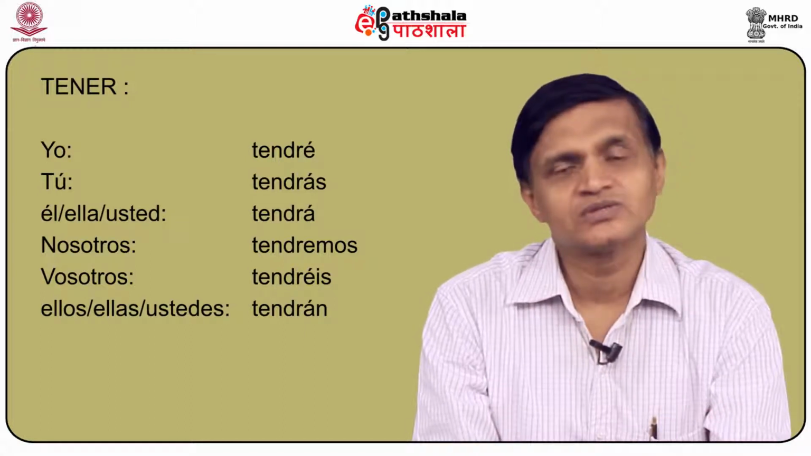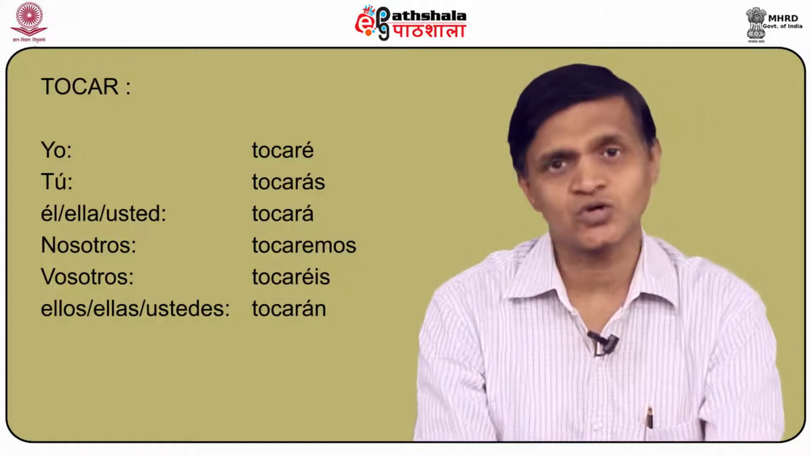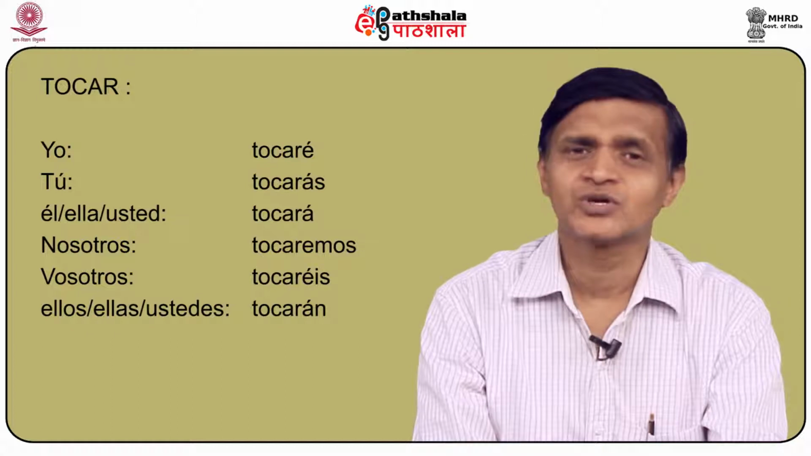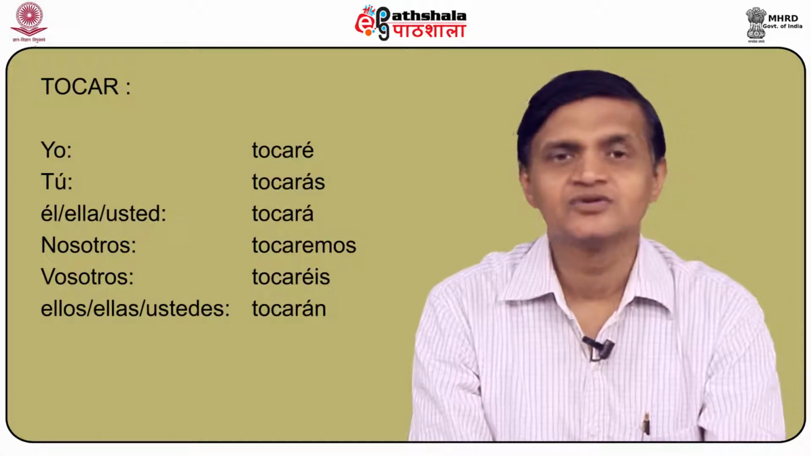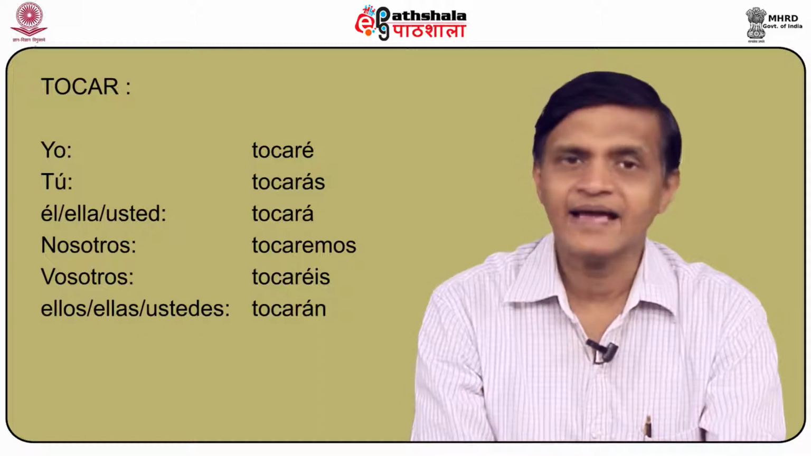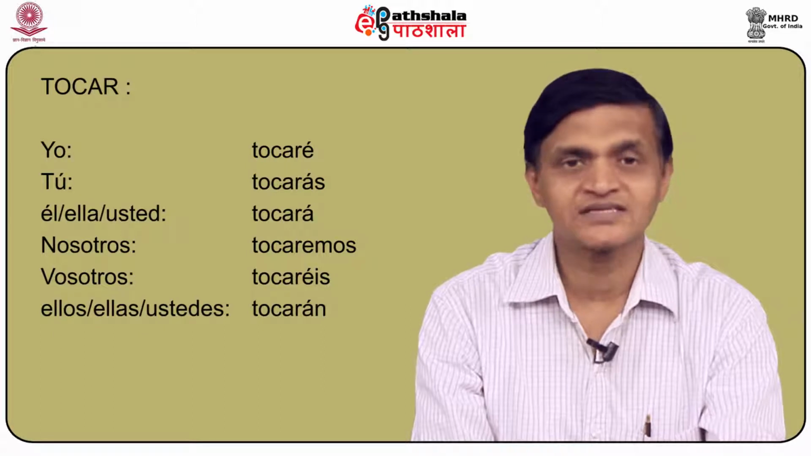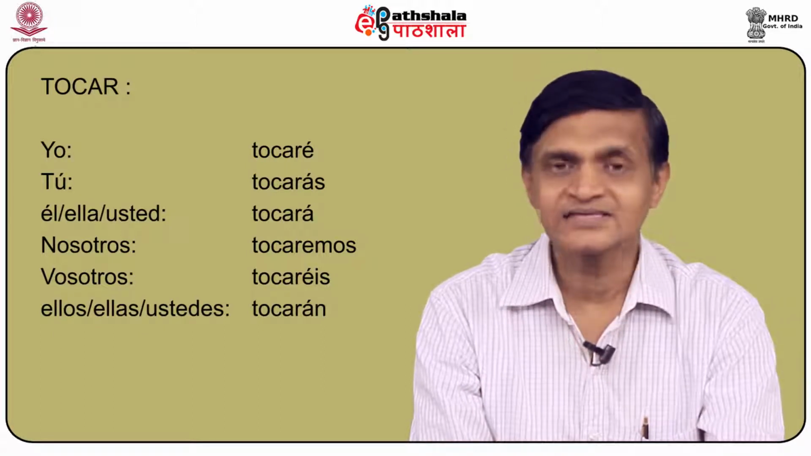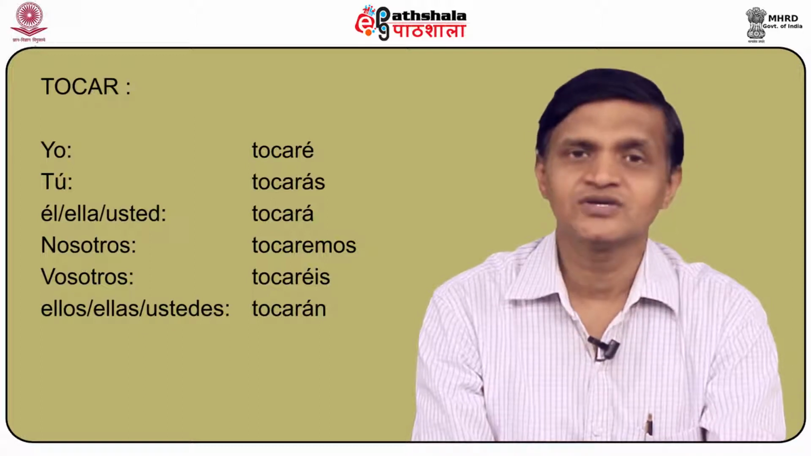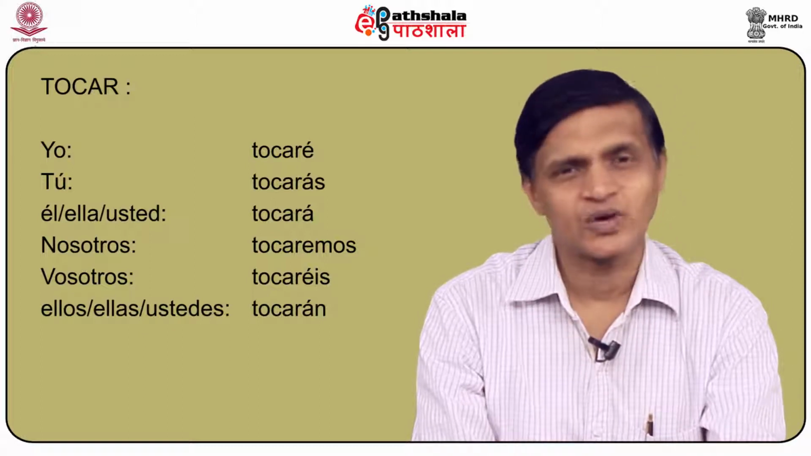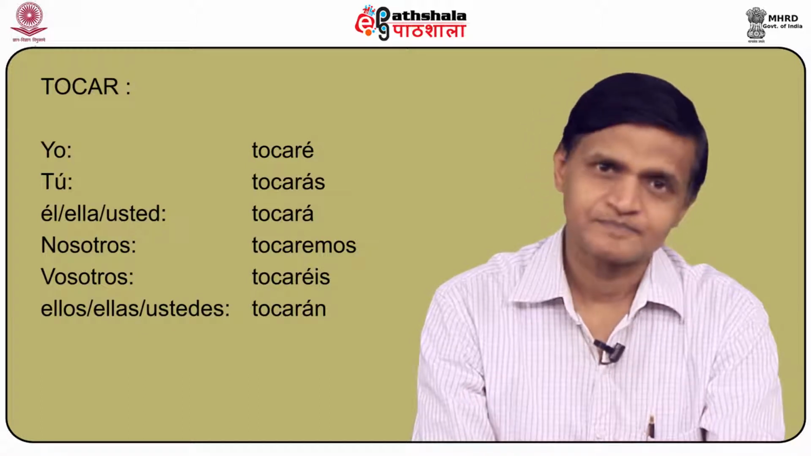How do you do the conjugation of a verb which is like tocar, which is to touch or to play? So, the conjugation of tocar in the future is yo tocaré, tú tocarás, él, ella, usted tocará, nosotros tocaremos without accent, vosotros tocaréis, and ellos, ellas, ustedes tocarán. I repeat, tocaré, tocarás, tocará, tocaremos, tocaréis, and tocarán.